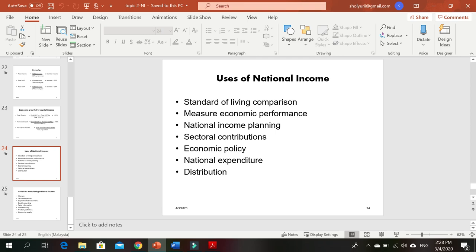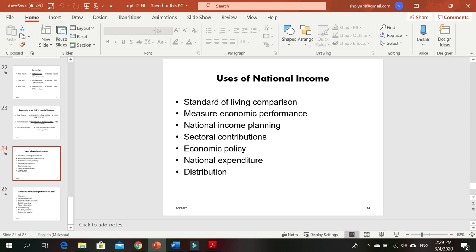Same goes with sector's contribution. You can read this on your own. You can understand this, no problem. In terms of economic policy, when the government sees a problem where the tax collection is very low, the government can do something about this. Also this is national expenditure, especially for the expenditure approach. The government can know which sector, the household, the firm, the government or the foreign sector, spends much inside the country in terms of the distribution issue of the country.